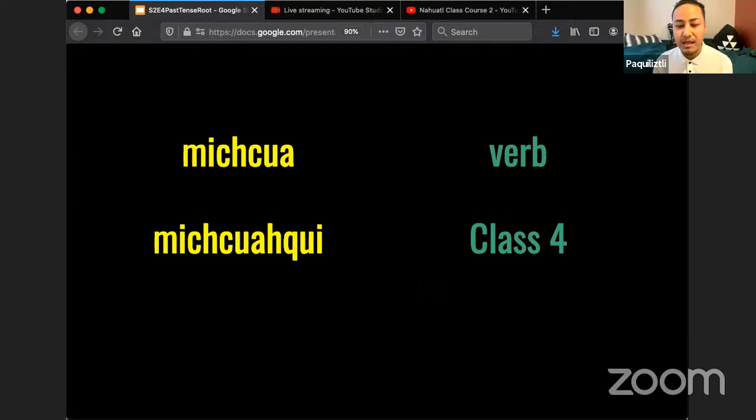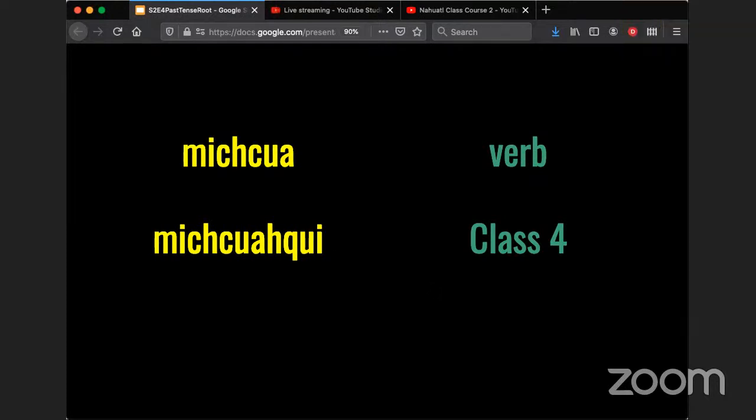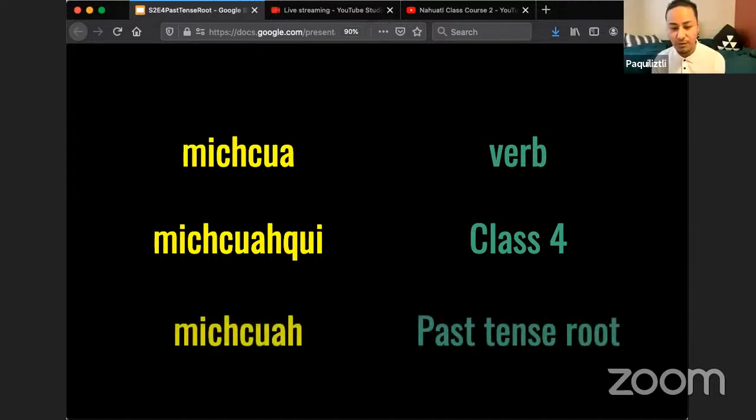Class 4, quali. And then which part would be the past tense root? Would that be the qua? The qua with the H. Quali. Oh, I wrote it michqua, but you could argue that the mich is not necessary there.